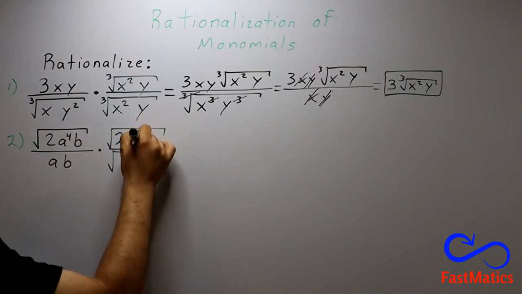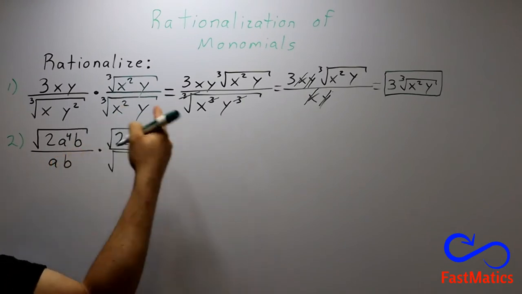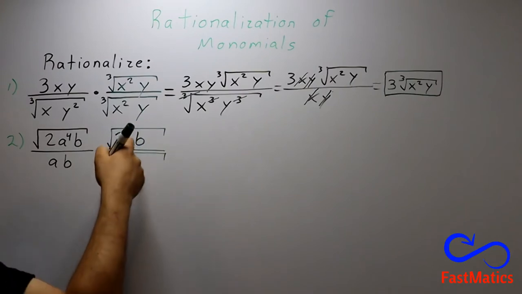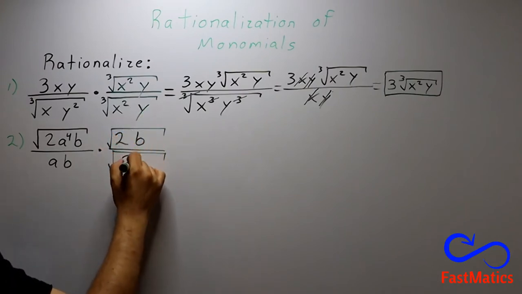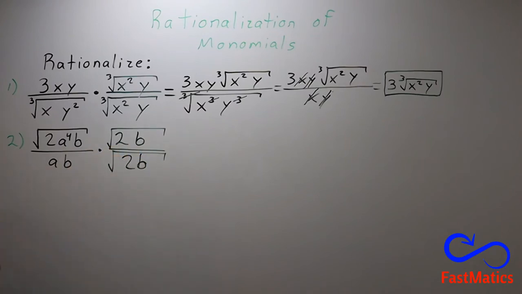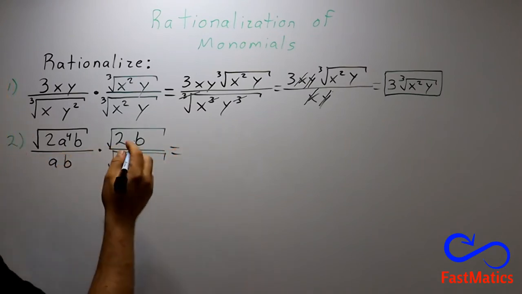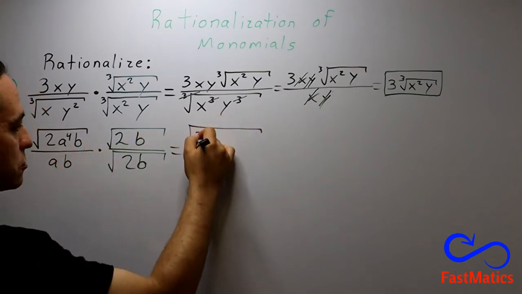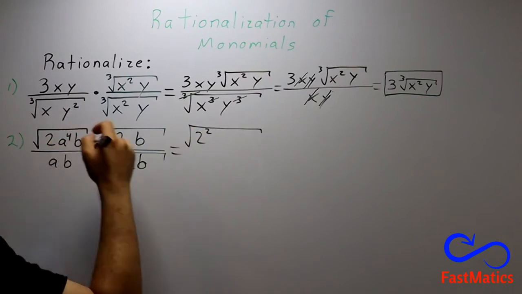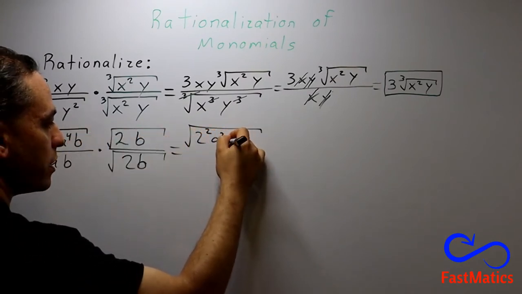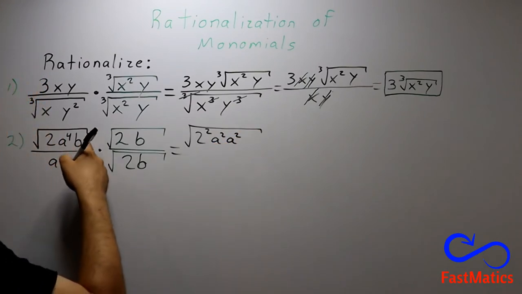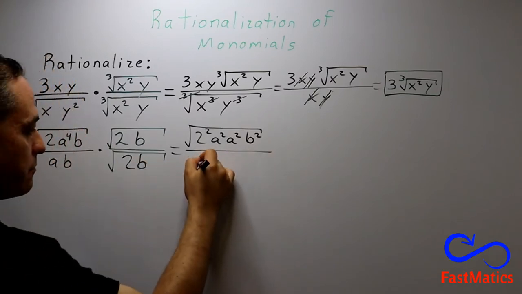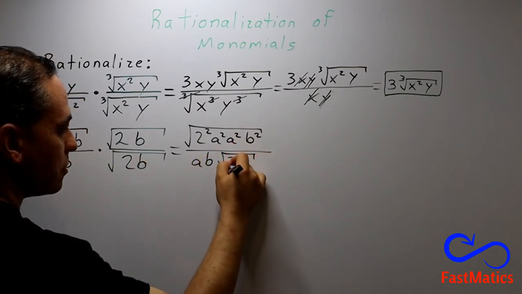And b, you need to write a b here, because b times b is b squared, that can be simplified with the square root. If you have written 2b here, you write 2b here also. So you multiply that, and you're going to have the square root of 2 times 2, 2 squared. A to the power of 4 can be written as a squared times a squared. And finally, b times b, b squared, over ab times the square root of 2b.